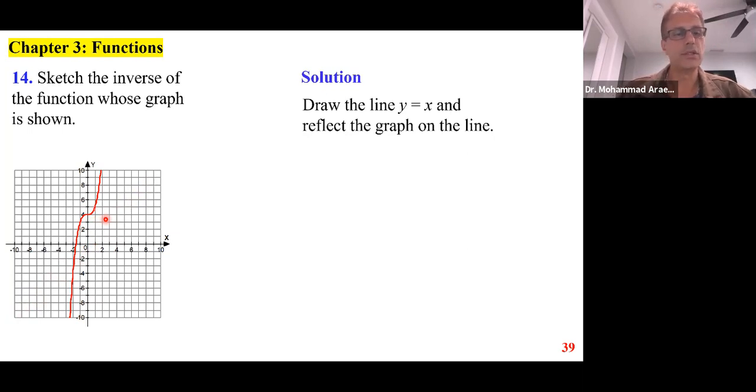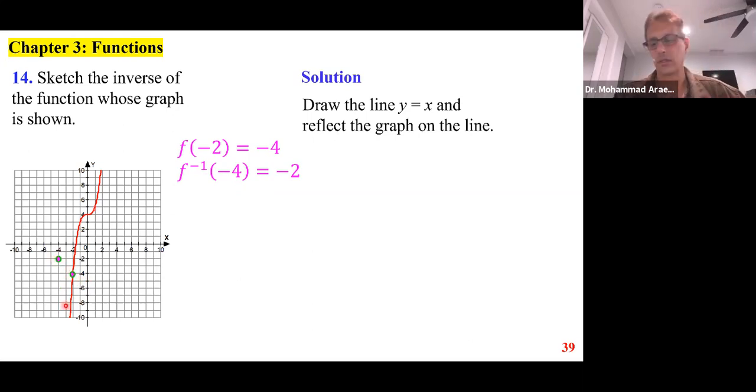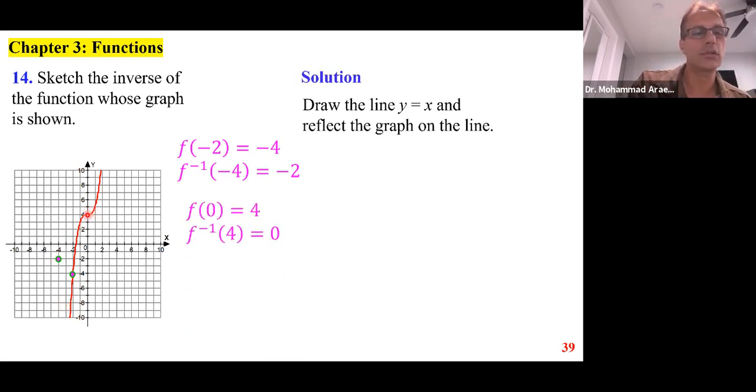It appears that this point, okay, so f of minus 2 seems to be negative 4. Because this is the case, then f inverse of negative 4 must be negative 2. So if we have this point, corresponding to that, we have that. That was an easy point on the graph of the red function. Another one, f of 0 is 4, this point. Therefore, f inverse of 4 must be 0.